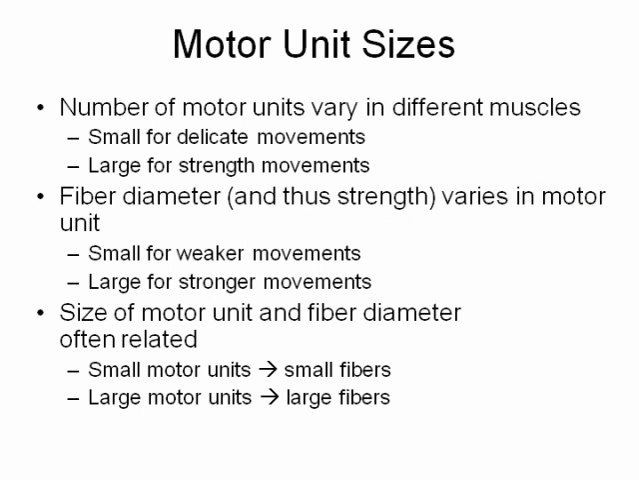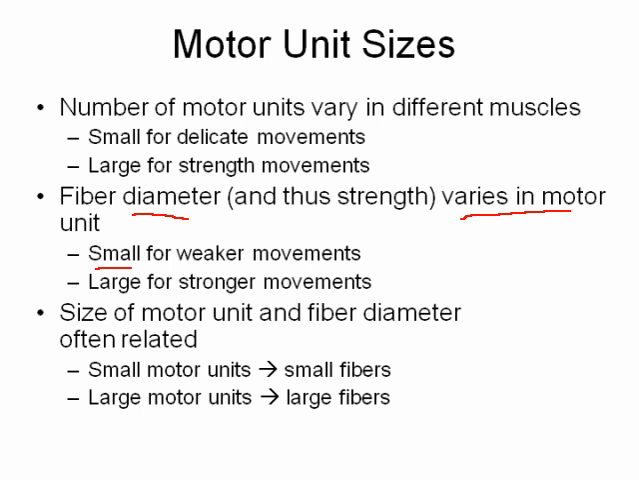Let's take a look at motor unit size. The number of motor units varies in different muscles. Small muscles that we use for delicate movements have small motor units. That is, a motor neuron that innervates only a small number of muscle fibers. Large muscles generally have large motor units, which activate many, many muscle fibers and therefore produce an enormous amount of strength.